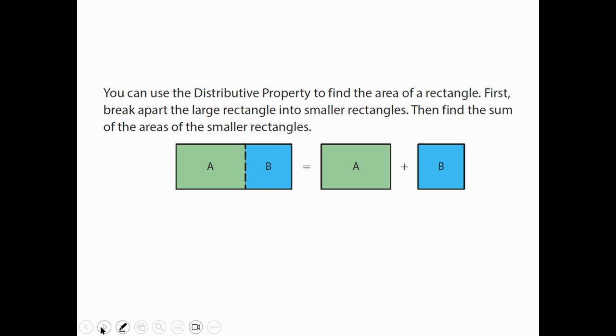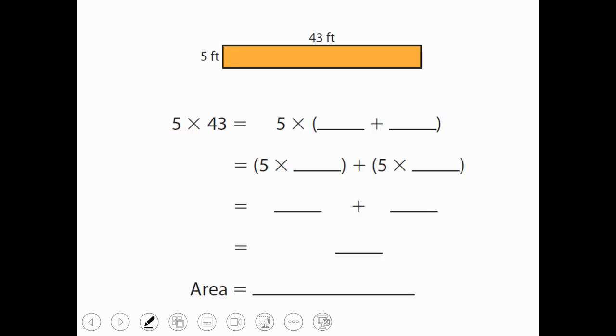All right, so we can use this property to find the area of a rectangle. First, you're going to break apart. Remember, we've been talking about that. Break apart into smaller rectangles. Then I'm going to find the sum of the areas of the smaller rectangles. So let's practice this. So I have 5 times 43. So I'm going to break apart that 43. I am going to break it into a what? A 40 and a 3, right?